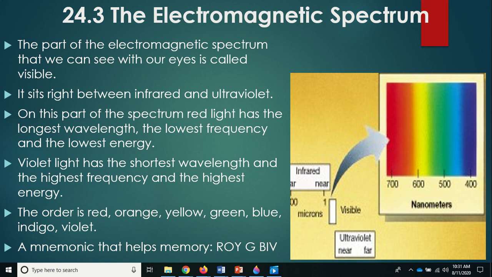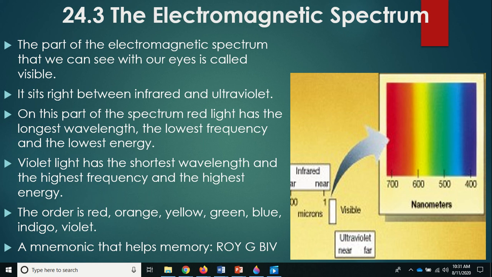The visible part is the part that we can see. It sits right between infrared and ultraviolet. On this part of the spectrum, red light has the longest wavelength. Oops, I read that wrong. I wrote it right, but I read it wrong. On this part of the spectrum, red light has the longest wavelength, the lowest frequency, and the lowest energy. Violet light has the shortest wavelength, the highest frequency, and the highest energy.